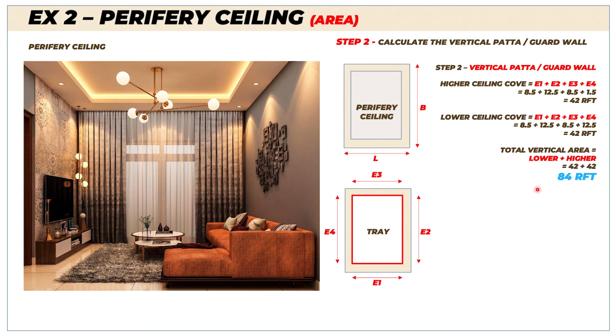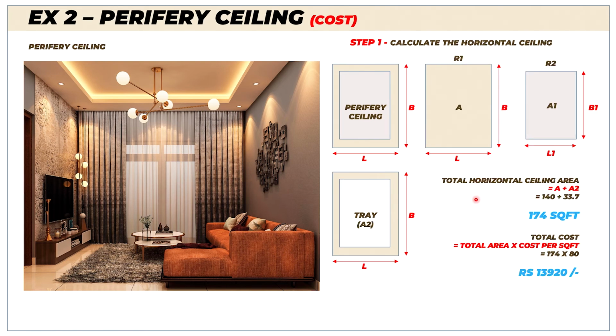Now let's move on to the calculation of your cost. So how do we calculate the cost? Now for horizontal ceiling area, we have calculated 174 square feet, and 80 rupees is the cost per square feet for horizontal ceiling. So this is coming to 13,920 rupees. So this will be the cost for your horizontal ceiling, this tray ceiling and this higher ceiling.